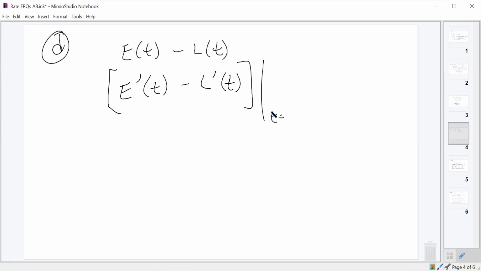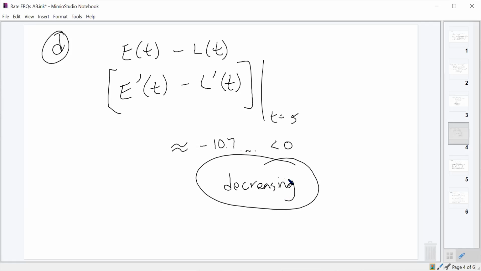And we are interested in that at t equals 5. And if you plug those functions into your calculator and use the derivative calculator, you find that that equals negative 10.7 something, which is less than 0. If the derivative is negative, then that rate of change is decreasing. And that one was 1 point for the actual value, and 1 point for the fact that it's decreasing. Any questions there on part D?